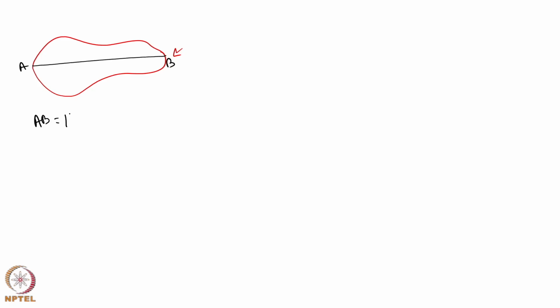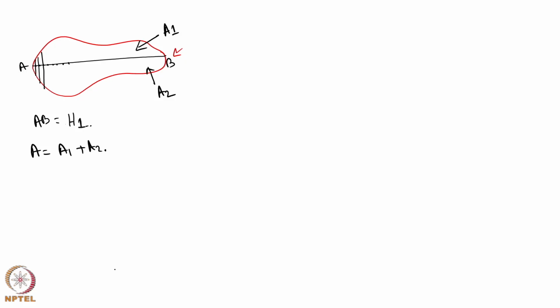AB length can be measured with a scale, let us say H1, and at equal intervals we can choose points and draw normals. Then we can find out this area A1 and we can find out this area A2. The total area is A1 plus A2.